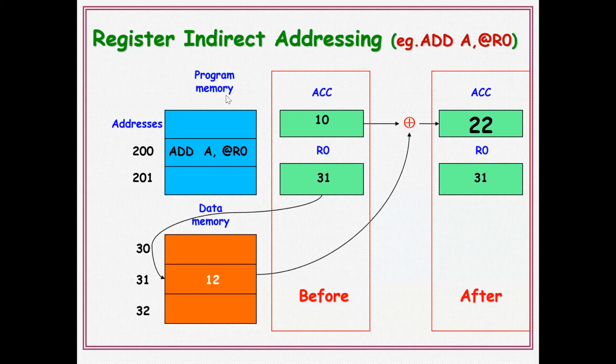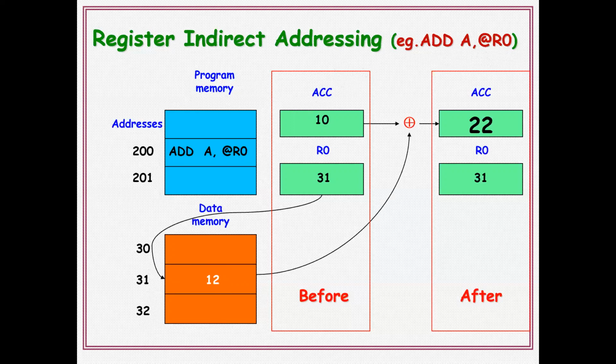In this program memory, address 200H is loaded with ADD A, @R0. This is the instruction available at the 200H memory location of program memory. And assume the data memory: in data memory, locations 30, 31, 32 are represented here. In the 31 memory location, the value 12 is available.